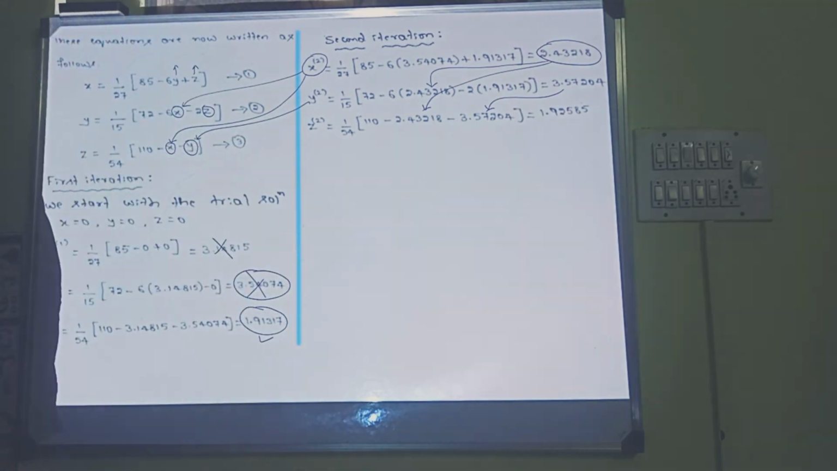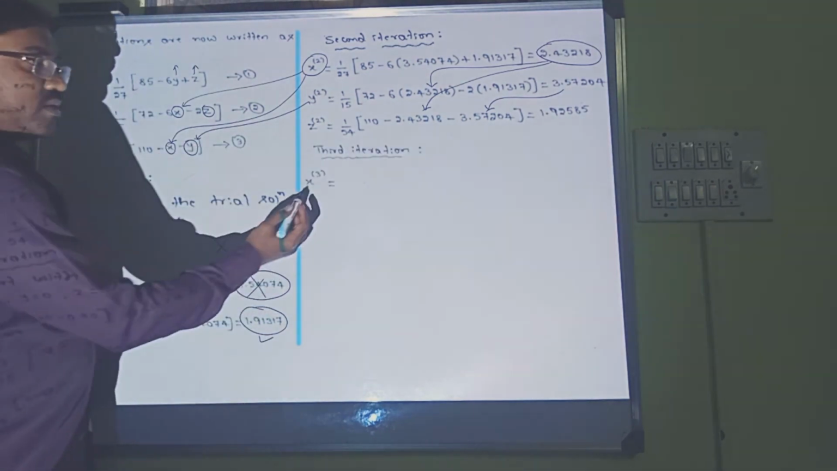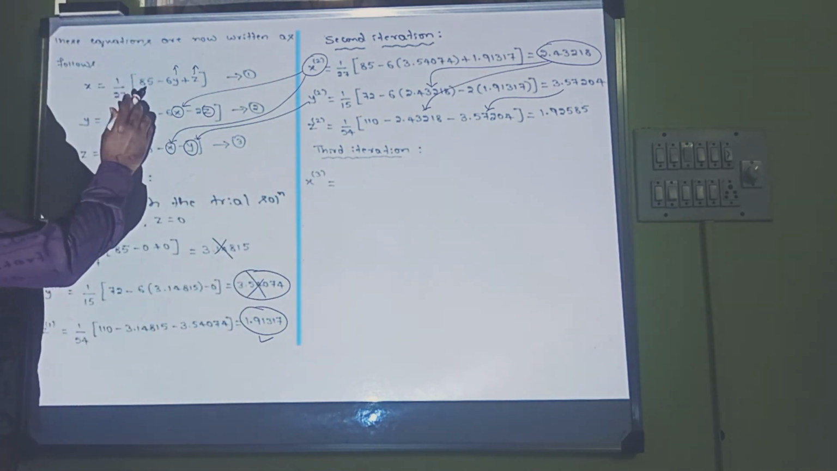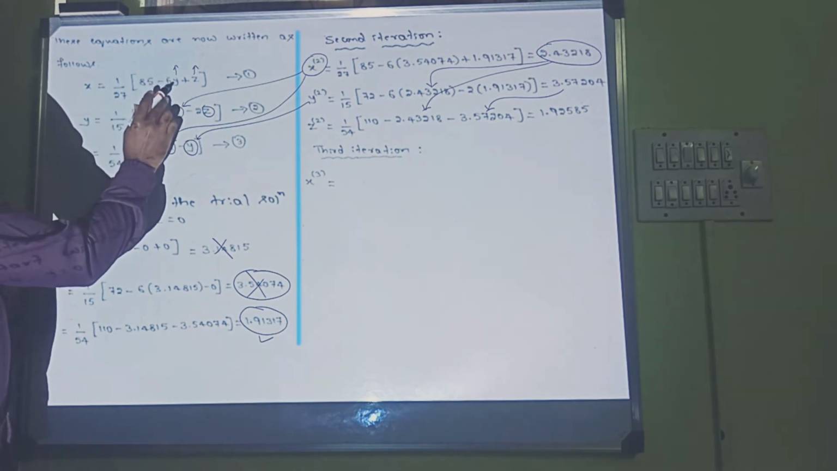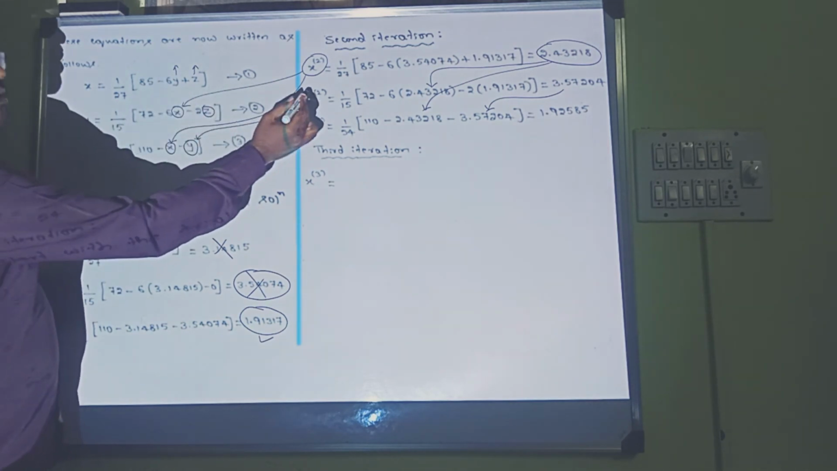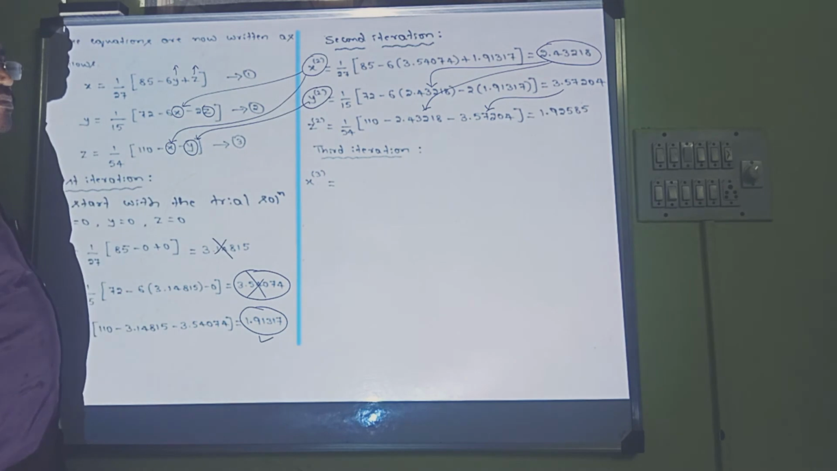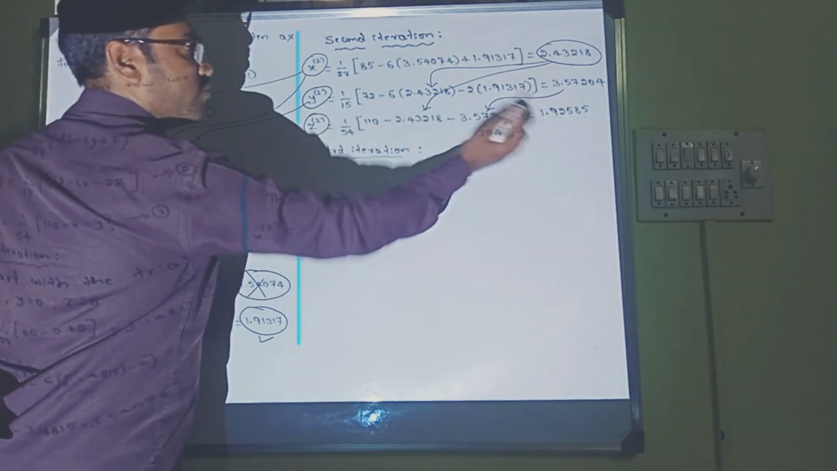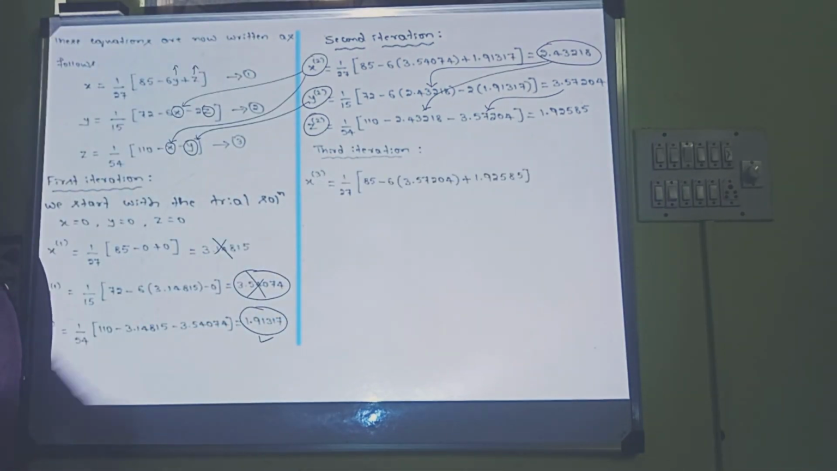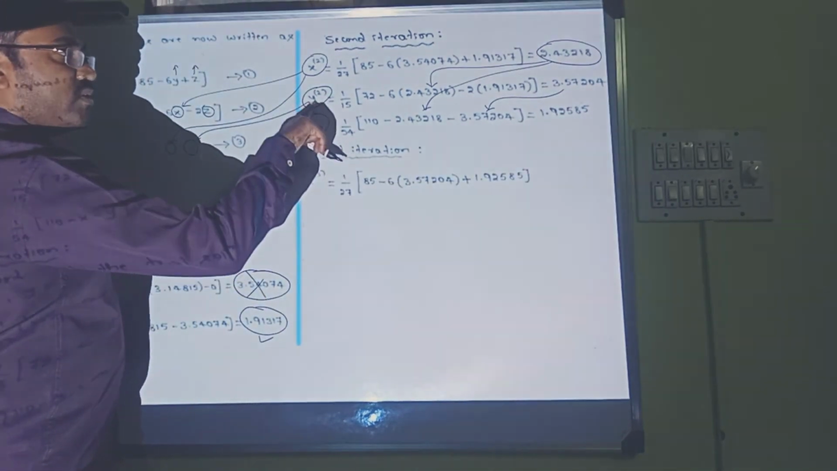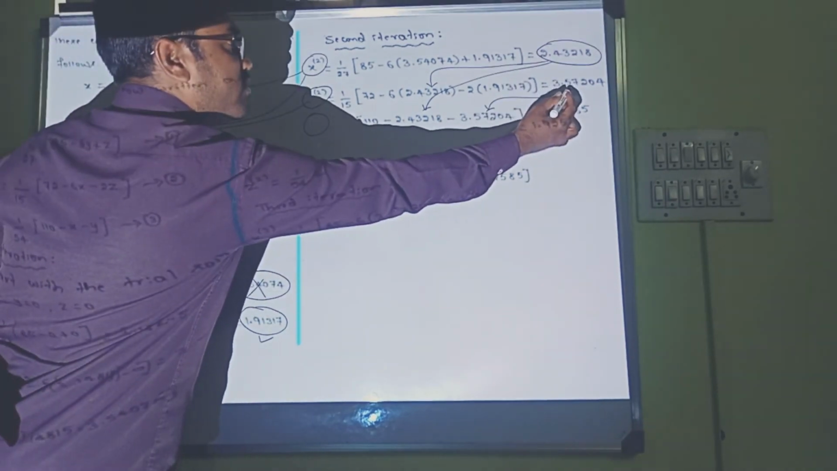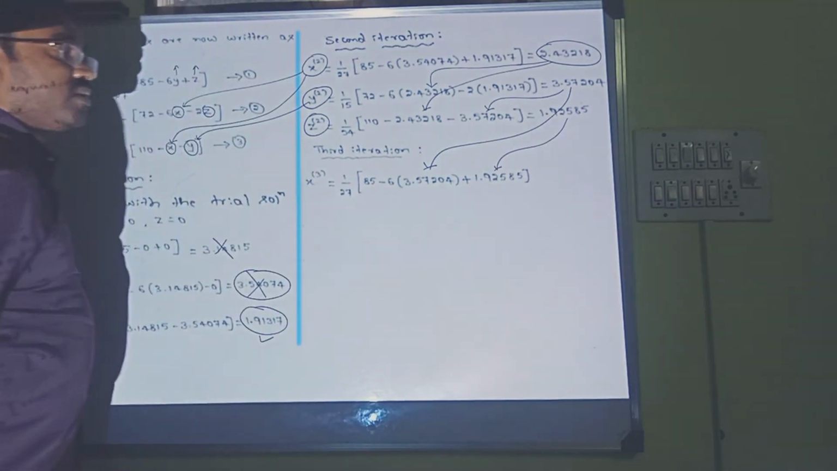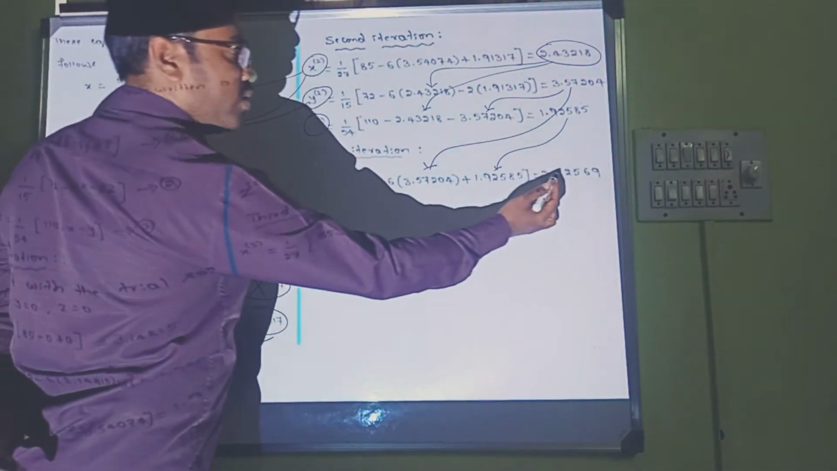Now let us go for the third iteration. Similarly, x3 is equal to 1 by 27, 85 minus 6 into y. Which y we need to take? This y. And which z we need to take? This z value. Yes, we have substituted the value of y, which is here, and the value of z, which is here. Simplify, you get the new value of x.